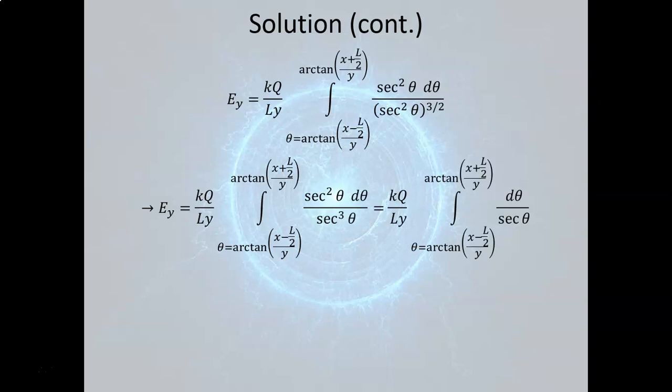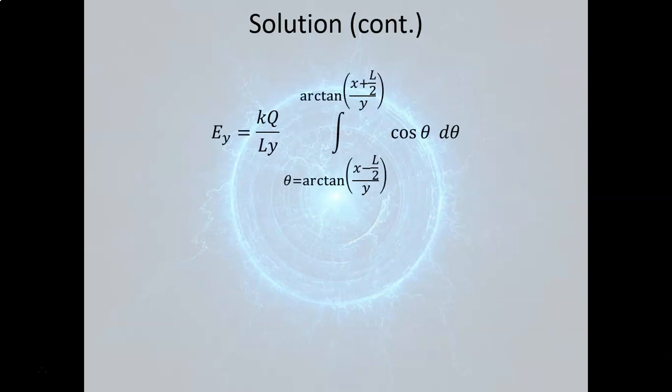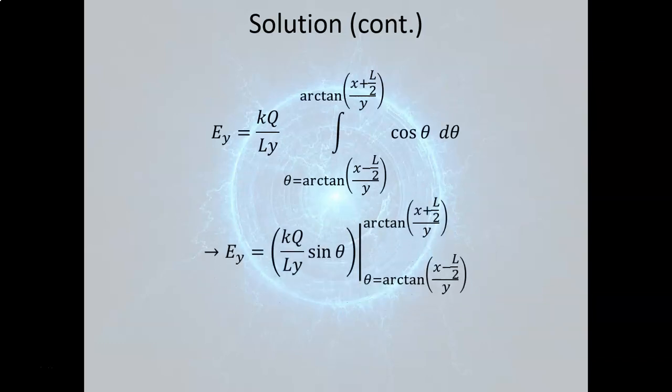Well, 1 over secant has a name. That's called cosine. And I know how to anti-differentiate cosine. That's called sine. So now we just have a sine and we plug the stuff in.